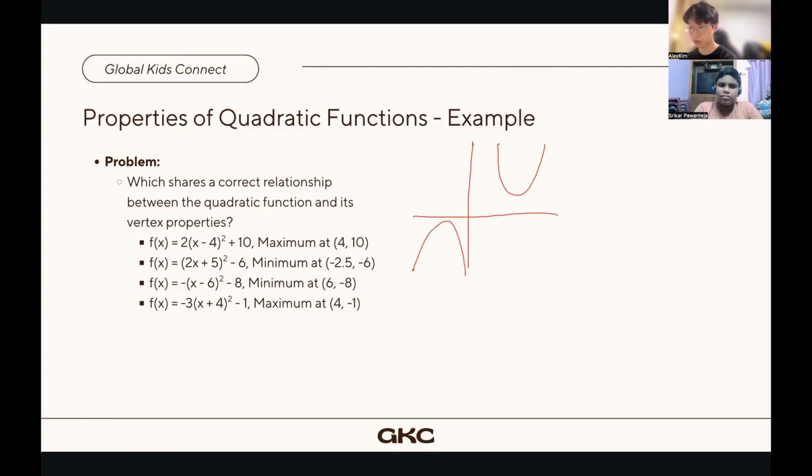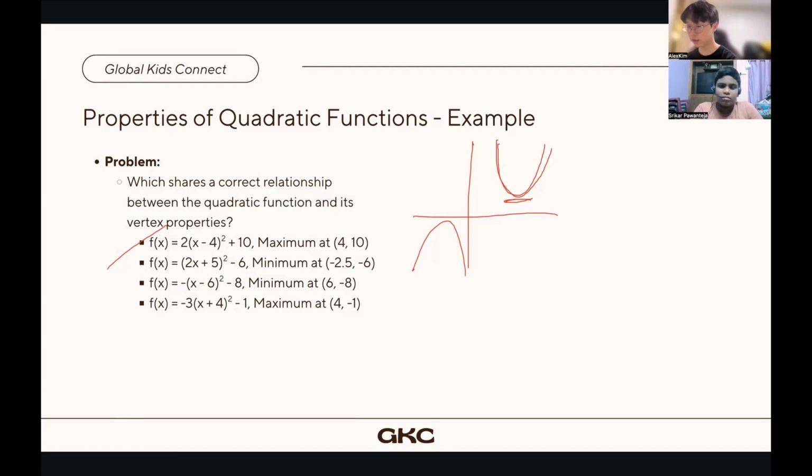First off, for the first one, the coefficient will be positive because there's a positive 2 multiplied, and so it will open upwards. However, it says there will be a maximum, which cannot be true because when a parabola opens upwards, there can only be a minimum value. So from the beginning, we can cross out our first choice. If we take a look at the second equation, again the coefficient of x squared is positive, and it says correctly that it will have a minimum. So choice 2 could be an answer.